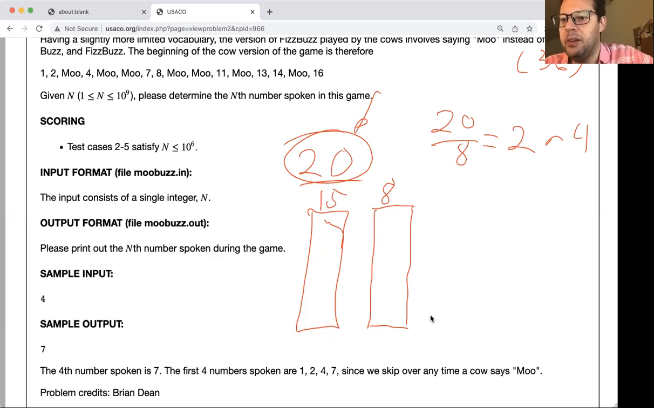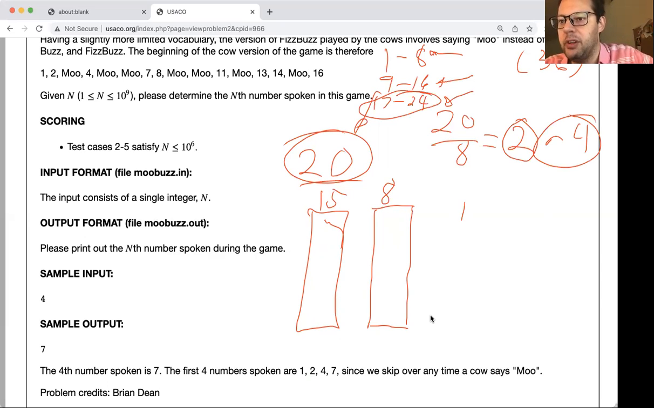So what that means is that the first set has numbers 1 through 8. The second set has numbers 9 through 16. And then the third set would be 17 to 24. Since I want the 20th number, I know it's going to be in the third set. And I can find that by doing the division. When I divide 20 by 8, I get 2, which means I'm going to have to fully skip 2 sets. And then it's going to be the 4th number of the third set.